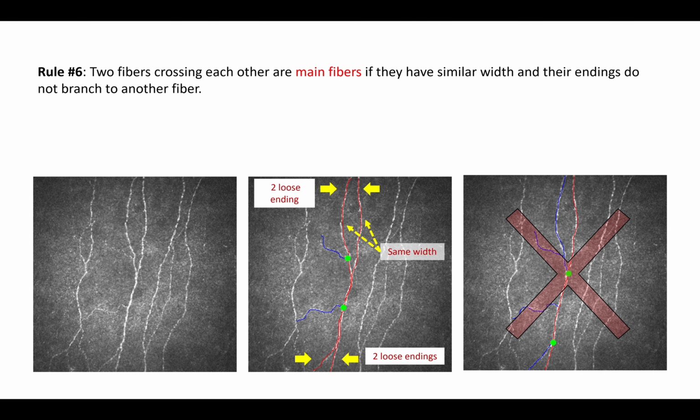Here's another example where we apply Rule 6 with a different morphology, where there's a longer overlap between the two main fibers. We still trace them as two main fibers because the width is similar.